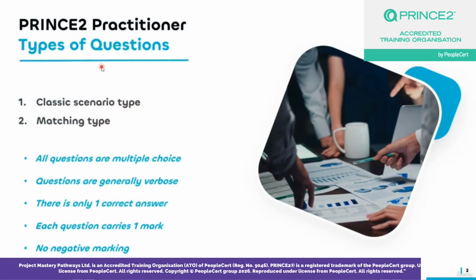Now, in the PRINCE2 Practitioner exam, the types of questions are basically of two categories, okay? So the first type of question is a classic scenario type question, which we will see in a moment, how these type of questions look like. And the second type of question is the matching type question, okay? So it is quite simplistic in terms of the categorization of the types of questions that you will get in the PRINCE2 exam. So effectively, there are two categories only. Either you can get a classic scenario type question or you can get a matching type question.